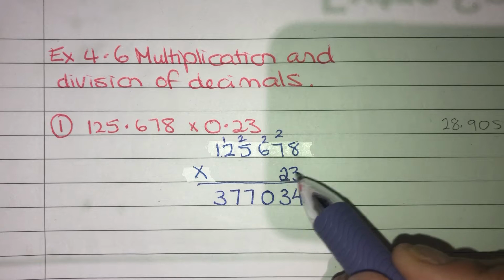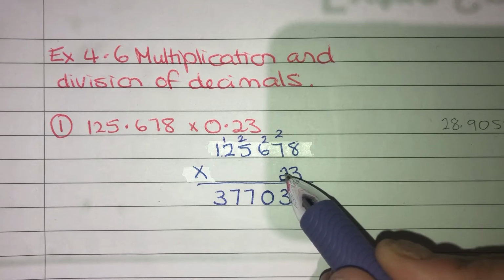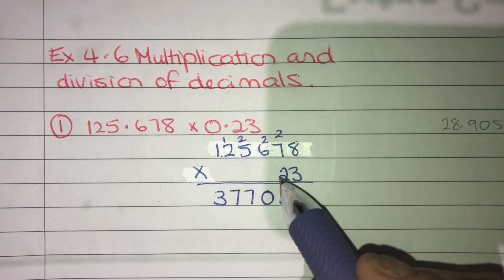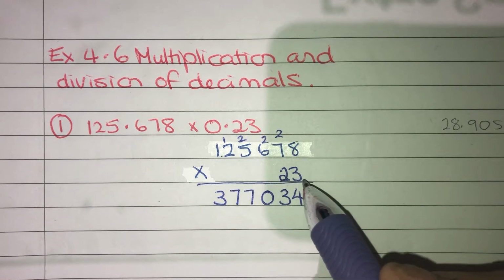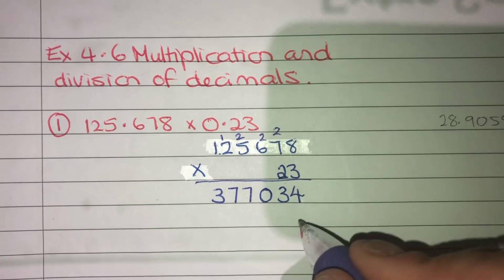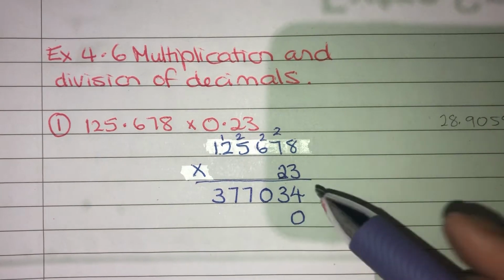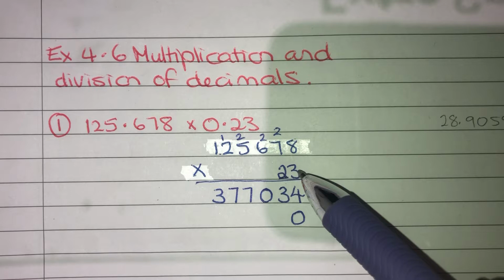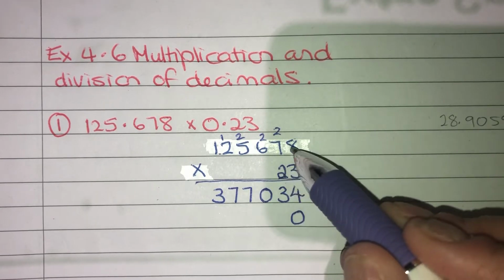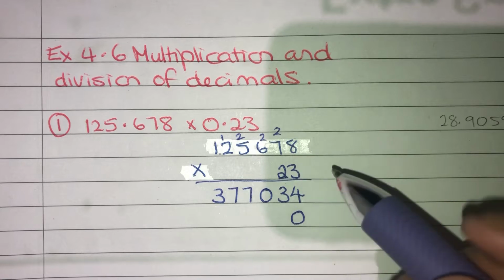Now, when we multiply the next one across, remember we're not actually multiplying by 2, we're multiplying by 20. But so we don't have to multiply by 20 every time, we put a 0 here, and that takes care of the 20, and we just multiply it now by 2. So we go 2 times 8 is 16.